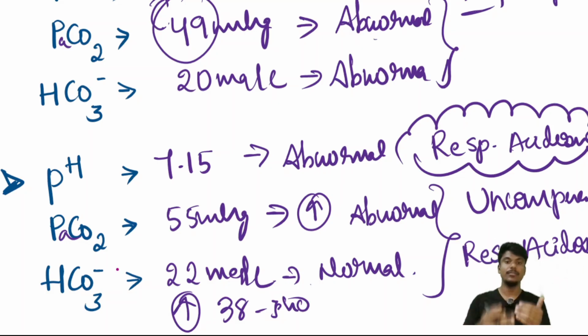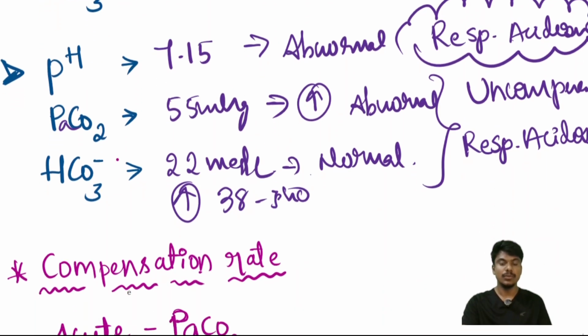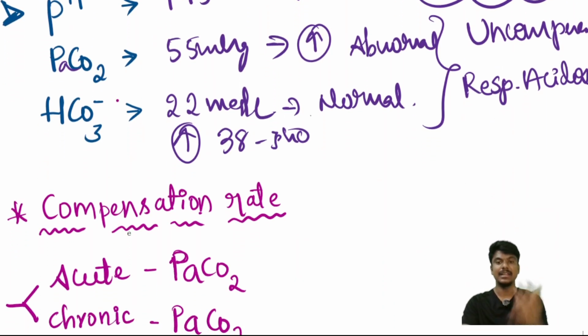Okay, this is what the difference is. Now we'll move toward the compensation rate. First will be your buffers, second system will be your lungs, third system will be your kidneys. Now we'll see how the compensation rate will be.